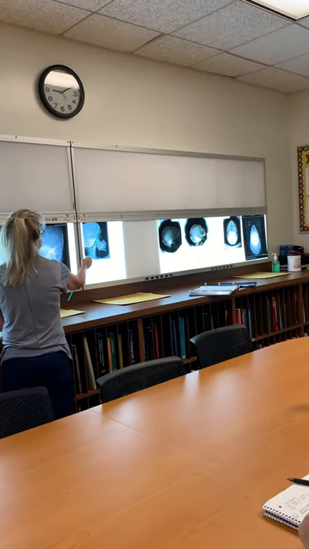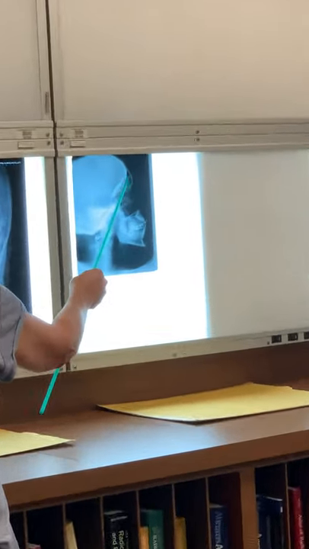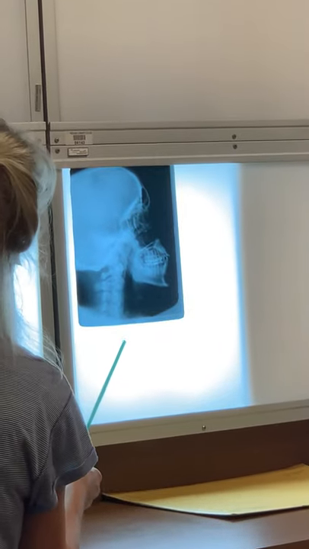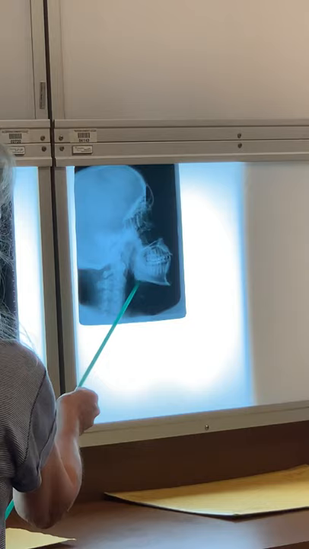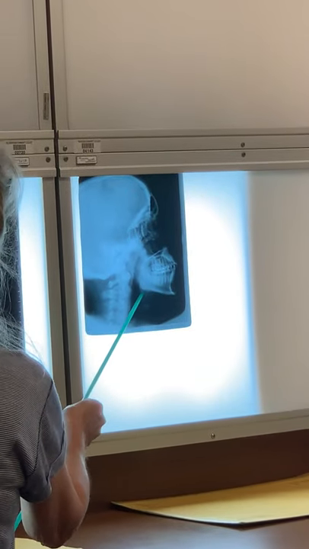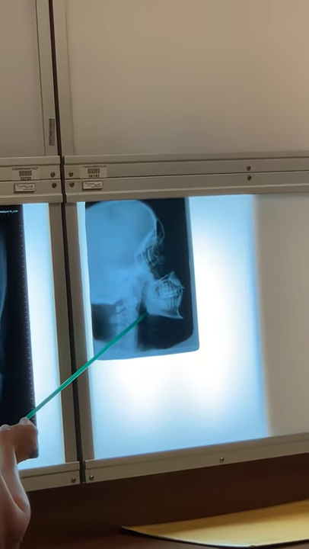Here we can see the inner and outer table of the skull. This person has a pretty big frontal sinus. We'll get to this later, but this is the body of the mandible. And then the rami, where the two meet, we call it the what? Good, gonion.